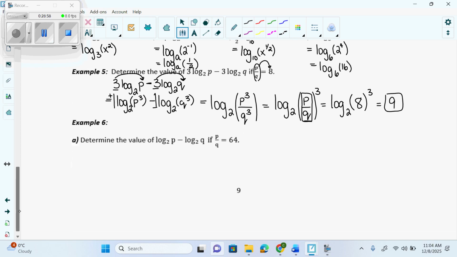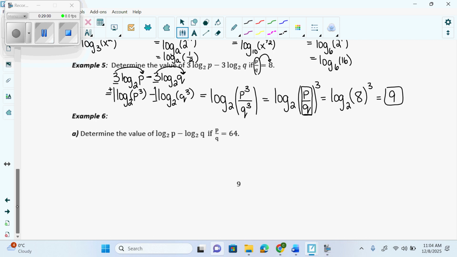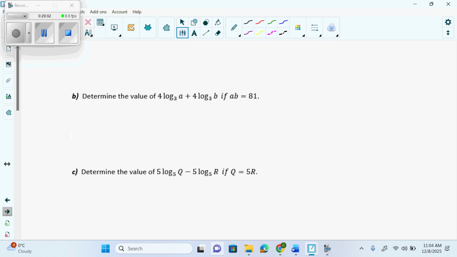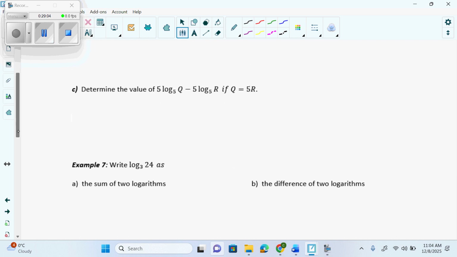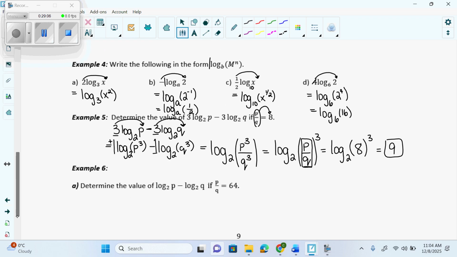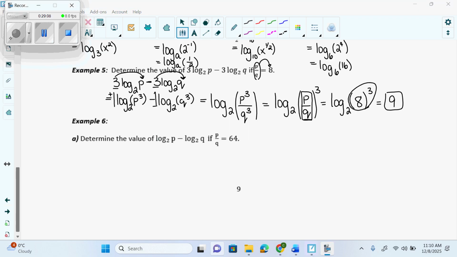You guys try example 6A, B, C, go. You either do this and then raise the power of 3, or you put the 3 in with the 8. What I like doing is dropping the 3 back in front. So I go 3 times log base 2 of 8. And then I know this is 3 times 3. So I don't have my calculator at all.